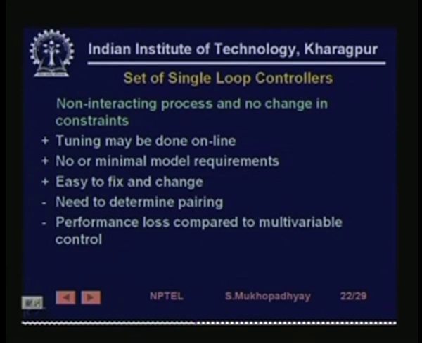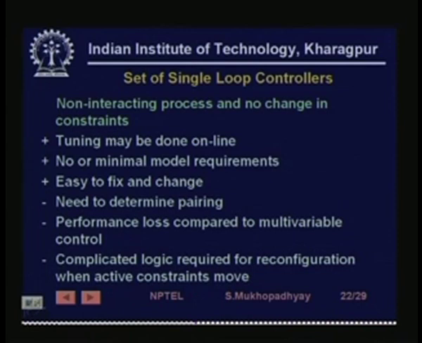Similarly, it turns out that you have performance loss. You cannot achieve as good control as you can with multivariable control. And when you have active constraints, then you have very complicated logic. Above this set of single loop controllers, you must have supervisory logic, which will look at all these single loop controllers and carefully manipulate the set points. So, such additional logic is required. It is not that simple.